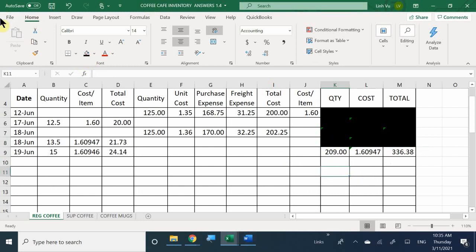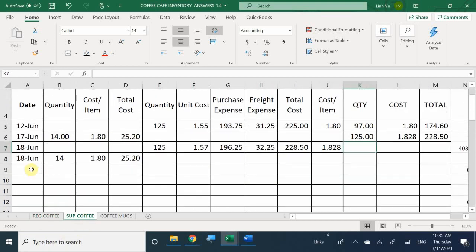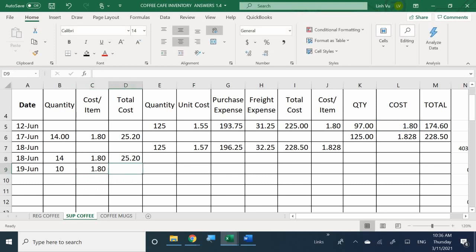Right, so next is Supreme Coffee. How many pounds of the Supreme Coffee did we sell? 10. We sold 10. At what cost? We did 180. In this case, it's a round number, so you're going to get a round number, so you don't need to do an equal round here.